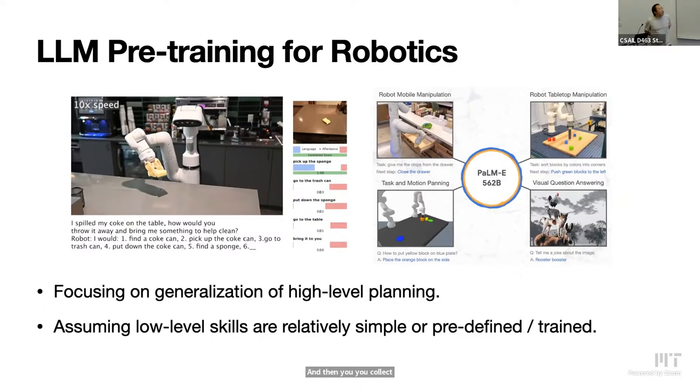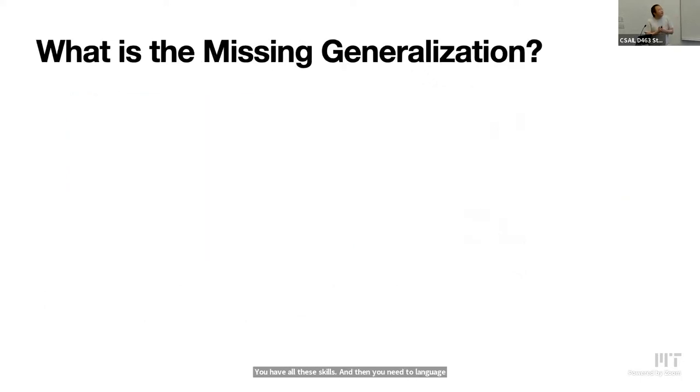So the assumption inside this work is always that all these skills are pre-trained, you have all these skills, and then you need the language to connect them together. All this is great, but in short summary, we see that the language model is helping you connect the skills, and then you can have these pre-trained vision models help you learn individual skills.